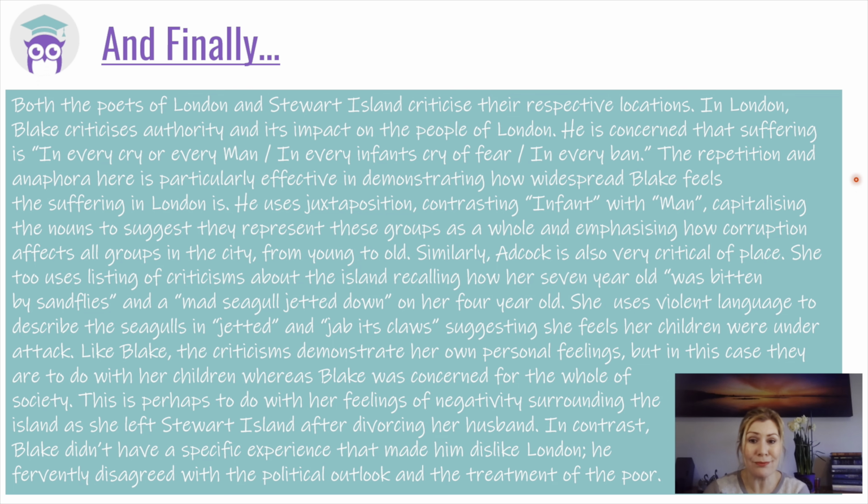Okay, comparative topic sentence. Then we get our quotes in. Now, because the topic sentences weren't device-led, that gave me room to talk about every device in those quotes. And look, we've got repetition, we've got anaphora, we've got juxtaposition, we've got the capitalising of nouns. That's 4 critical terms in half of the paragraph, yeah?